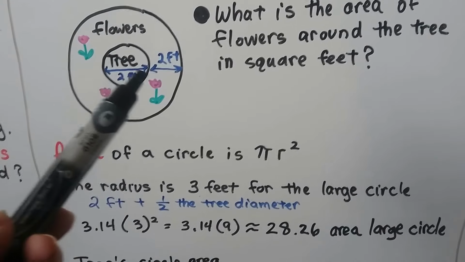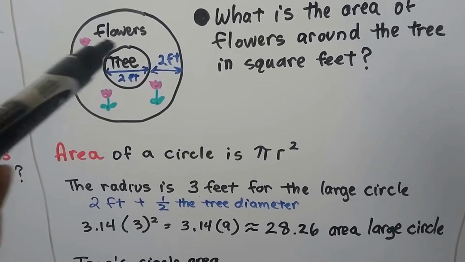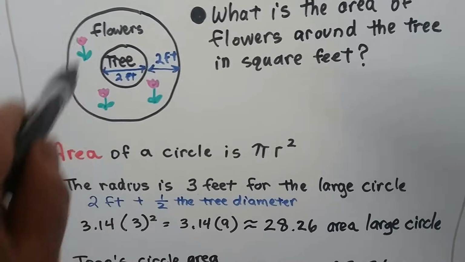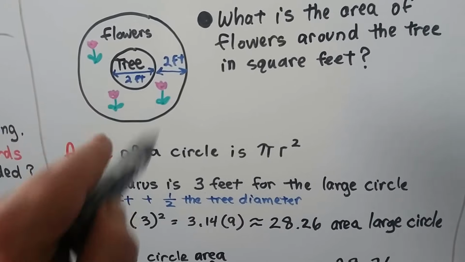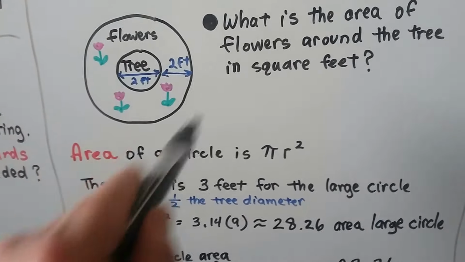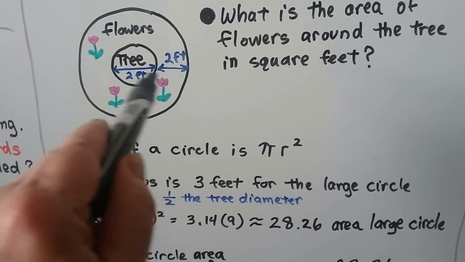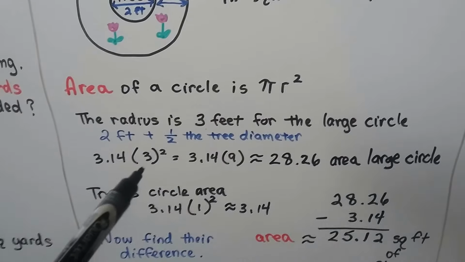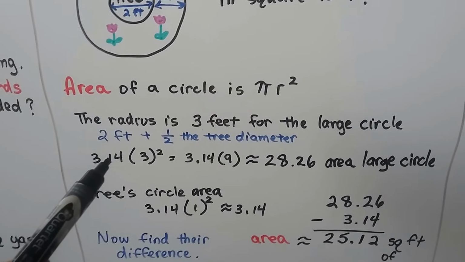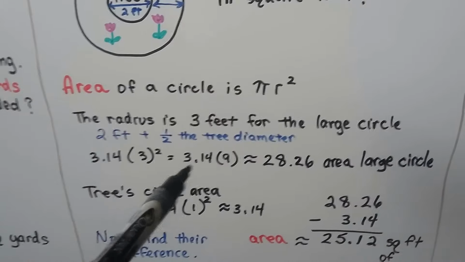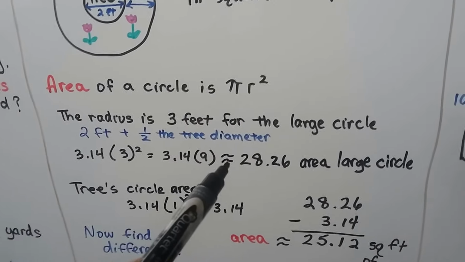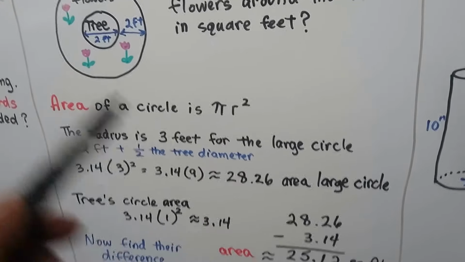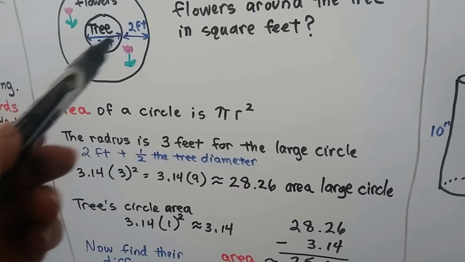Well, we don't have the radius, we have the diameter of the tree trunk. And we have a circle inside of a circle. So what we do is we find the area of the big circle as if that tree trunk wasn't there, and to find the radius of this entire big circle, we take that 2 feet and half of this one's diameter, so it'd be a 1 plus the 2, so our radius would be a 3. So we've got 3.14 for pi times 3 squared. That's 3.14 times 9. Now we have to use an approximate symbol because of that pi, don't we? We have 28.26 for the area of the large circle for the entire thing.